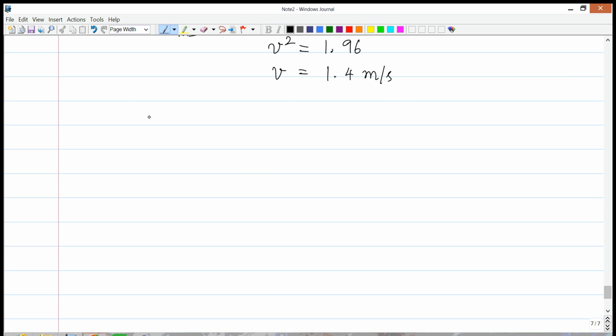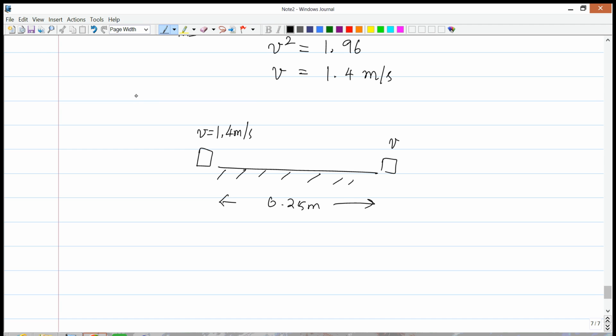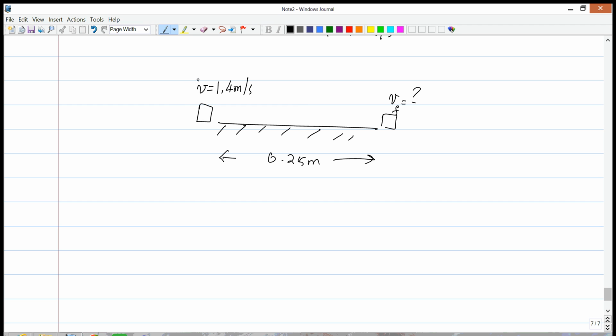So in the next part, we have a rough patch about 0.25 meters wide. The block enters with a speed V of 1.4 meters per second, and we want to figure out what speed it leaves with. Now, since there is friction, mu is equal to 0.2. Since there is friction, we cannot use MEI equals MEF. Please understand that.